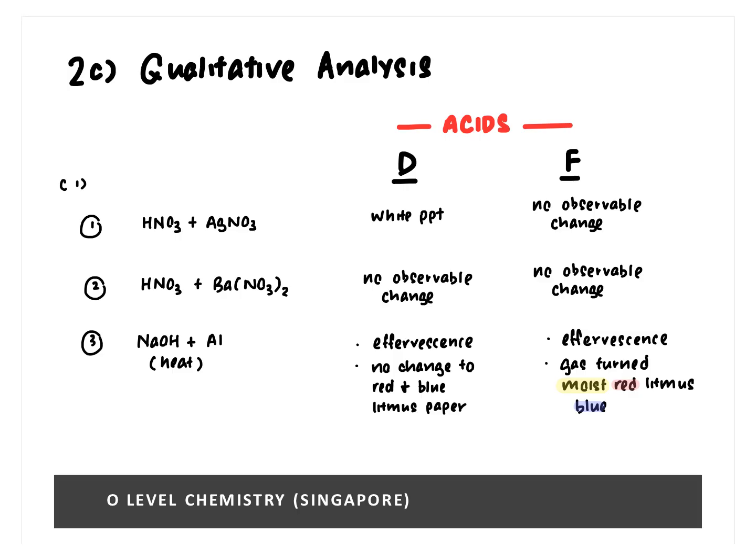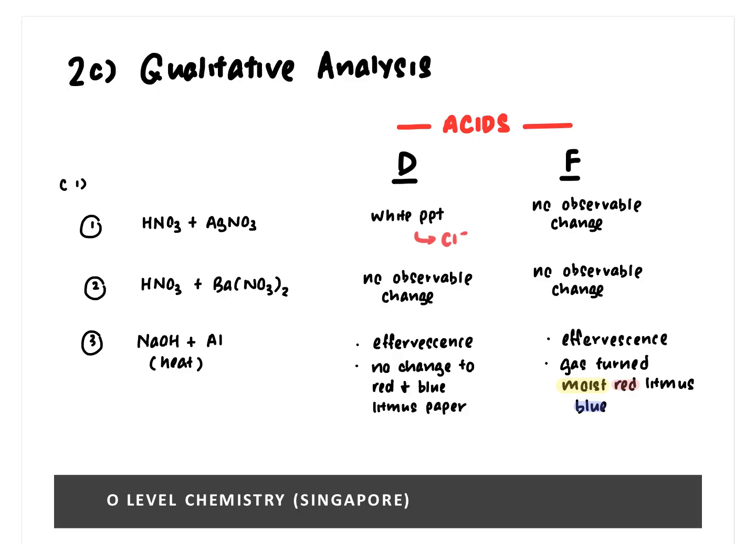That immediately could tell us that chloride is present in D. For the second test, where we added an equal volume of nitric acid followed by 1 cm depth of barium nitrate, there was no observable change for both D and F. That would tell us that sulfate ions are absent for both.